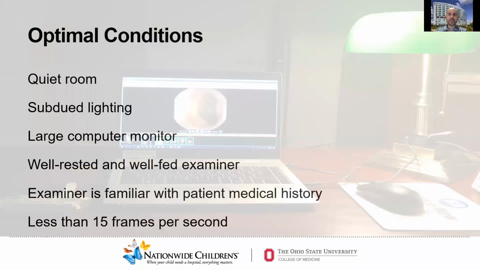The optimal conditions for reading a capsule endoscopy include a quiet room, subdued lighting, a large computer monitor, and a well-rested and well-fed examiner. The examiner should be familiar with the patient's medical history and should view the capsule study at less than 15 frames per second. If the study is viewed too quickly, pathology may be missed.